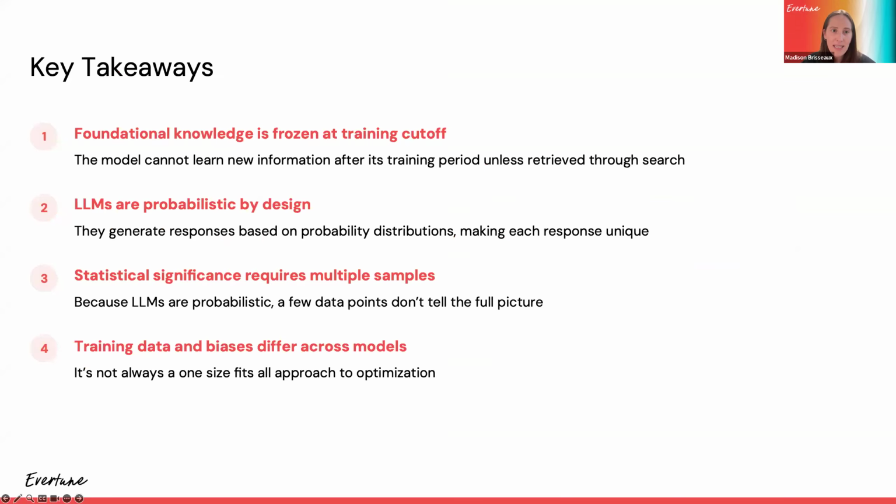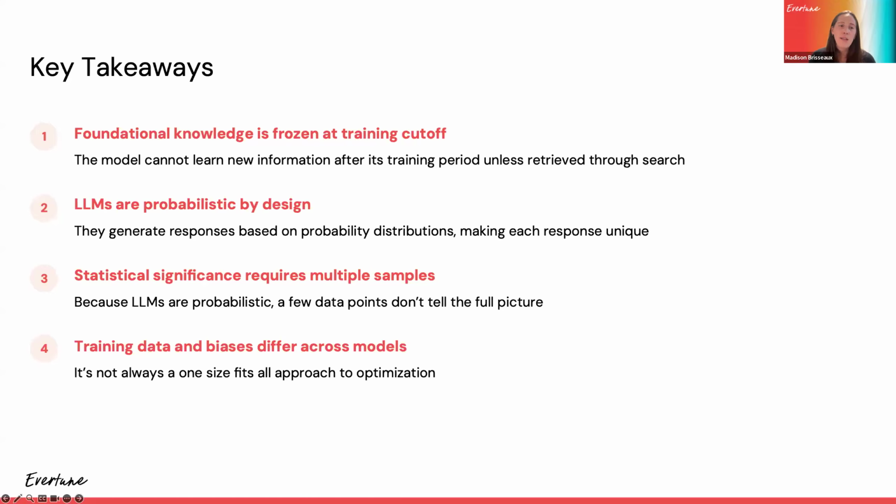So let's close with some key takeaways. Foundational knowledge is really frozen at that training cutoff. We could have a whole other training on all of the AI models and their last training cutoff periods and why they do that and how models update. But it's important to understand that a model really can't learn new information after its training period unless it pulls and retrieves information through live search. This is similar to a doctor that graduated med school but never practiced medicine or stayed up to date on research: they have a cutoff knowledge of when they graduated med school.